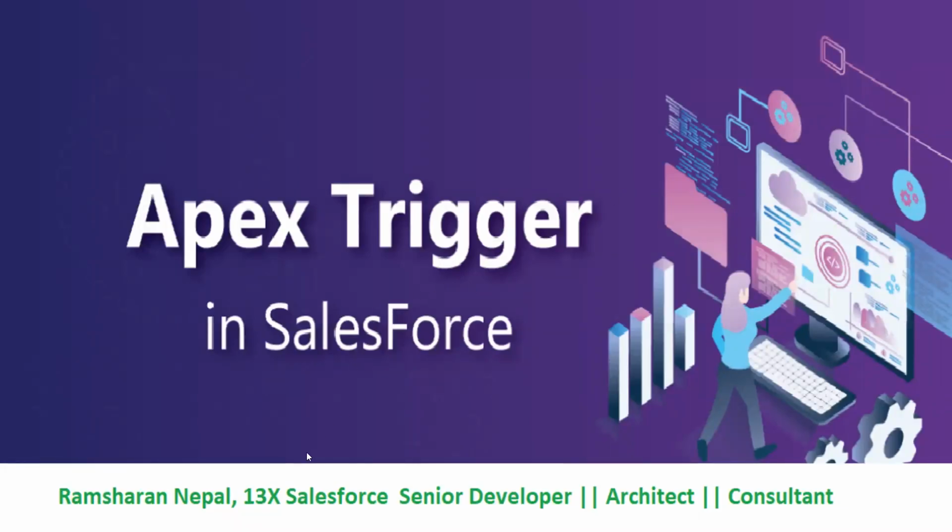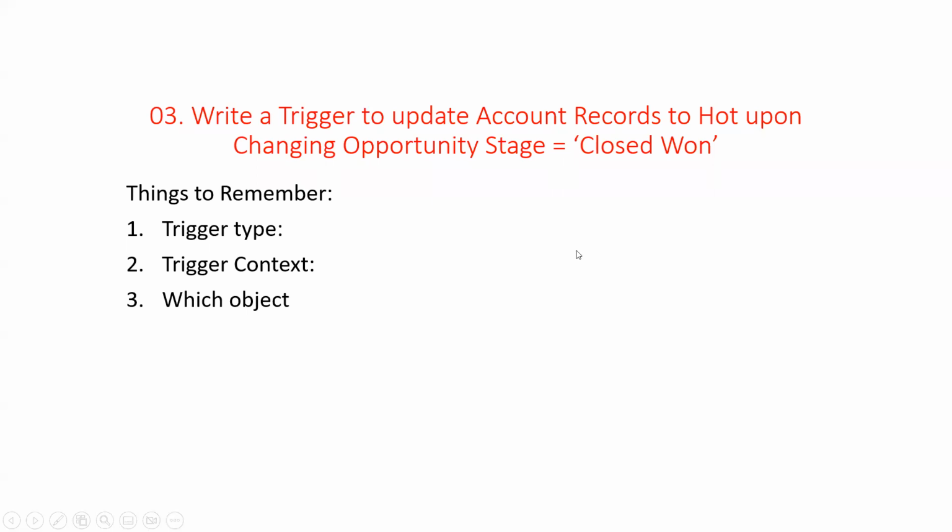This is episode 3 for Salesforce Apex Triggers training, and we're going to discuss the third scenario on Salesforce. So here's another scenario. In the second episode, we talked about how to stop a user from inserting any duplicate records in the account object. Here in this episode, we're going to talk about writing a trigger to update the account records to hot upon changing any opportunity stage to closed one.